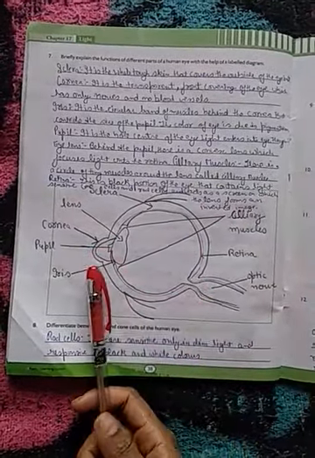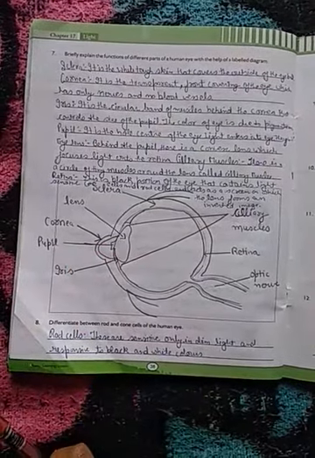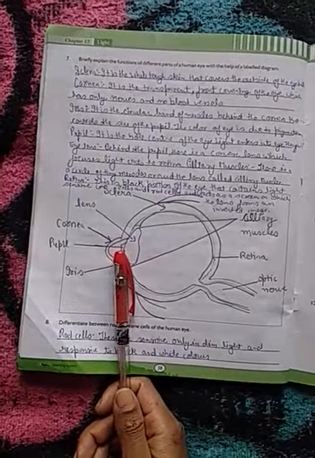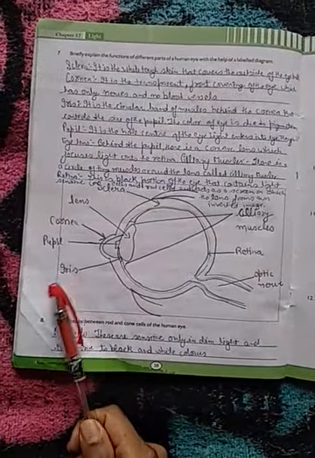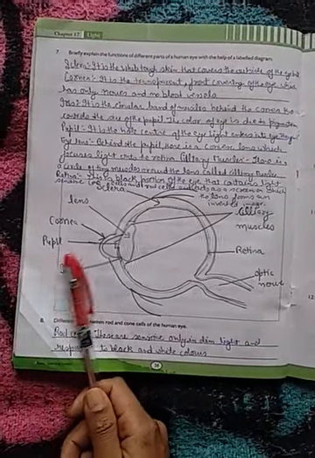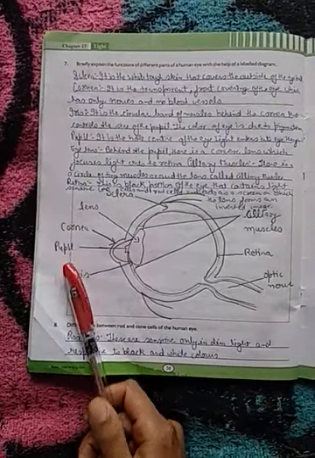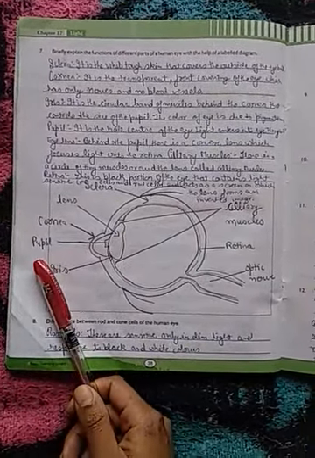After the cornea there is a pupil. Pupil is a small hole where the light enters, and how much light should enter is controlled by the iris. If the light is very bright, it will contract, and if the light is very dim, it will expand. So the iris decides how much light should enter the pupil.